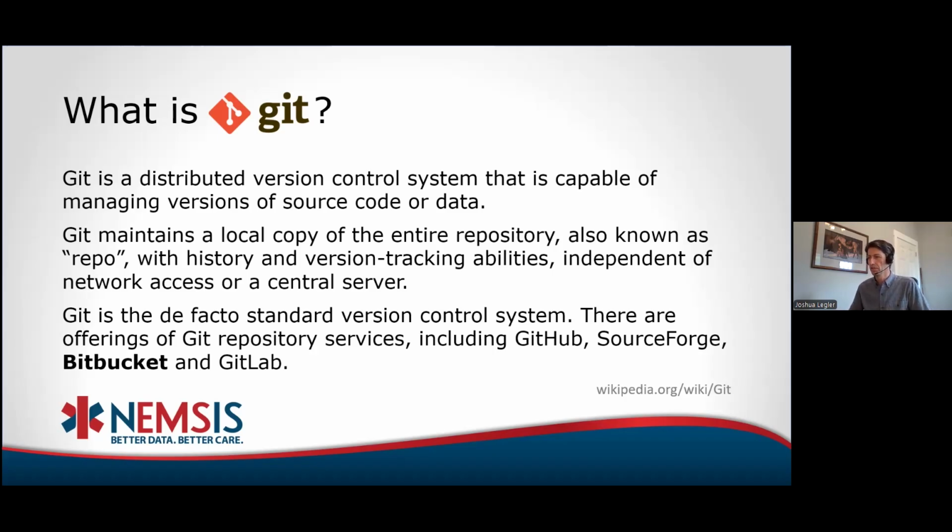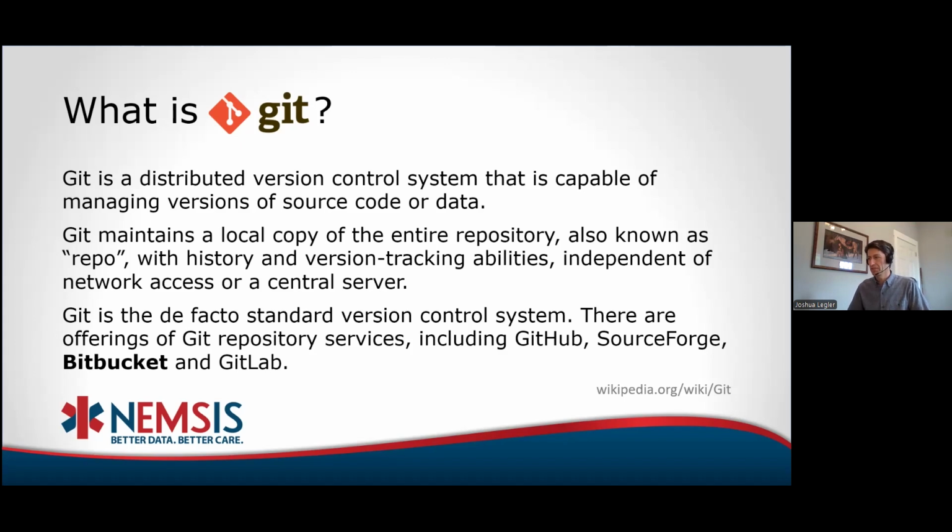So Git maintains a local copy of the entire repository, also known as a repo, with history and version tracking abilities, independent of network access or a central server. So what this means is if you clone a NEMSIS Git repository, you're not just pulling down the current resources. You are pulling down the full history of that repository. Every resource that ever exists, every change that was ever made in that repo, you have all of it in your local copy. You have the full history.